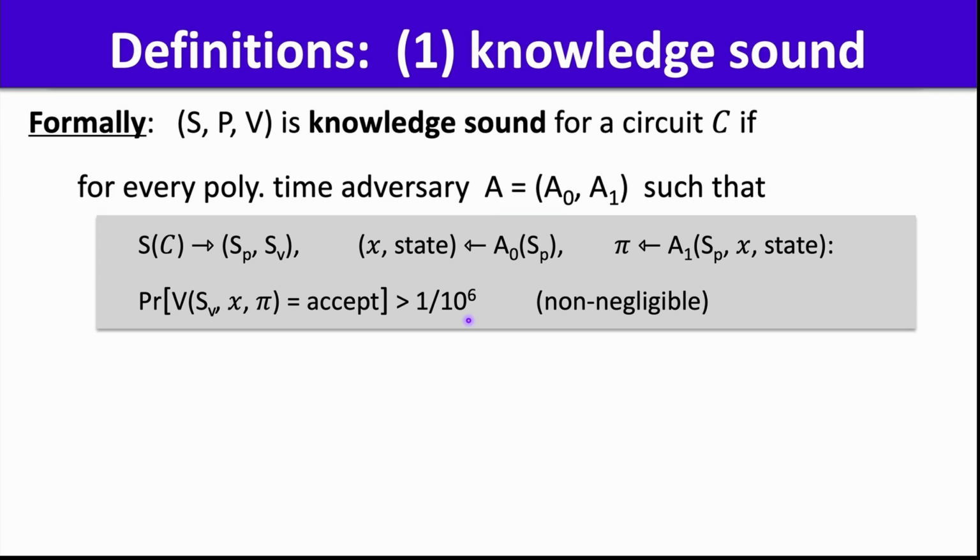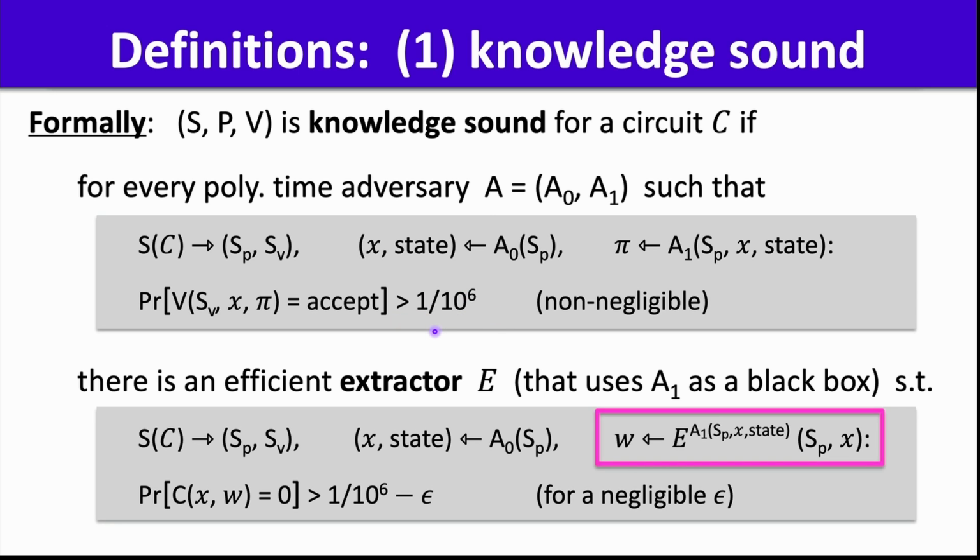Again, suppose we have an adversary that is able to produce a proof for a statement X. The adversary chose the statement X, and it's able to produce a proof that the verifier will accept with probability at least 1 in a million. Then we say that (S, P, V) is knowledge sound if, for such an adversary, there exists an extractor E, and the extractor works as follows. This extractor is going to try to extract a witness from the adversary. Again, we run our setup procedure, and we run A0 so that the adversary chooses the statement X for which it forges the proof pi.